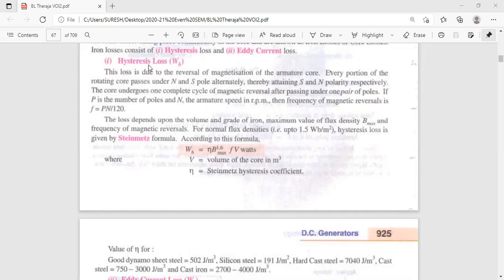Here there is one empirical formula given by the scientist Steinmetz. This is called Steinmetz formula. See on the screen, Steinmetz formula for hysteresis loss. Write it down: WH is equal to eta B max power 1.6 F into V.